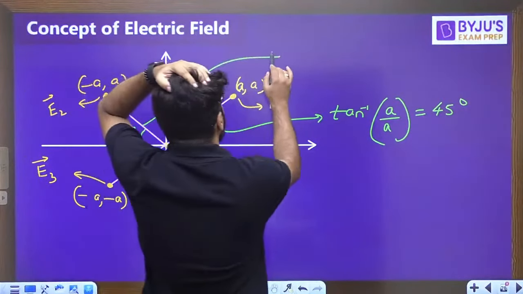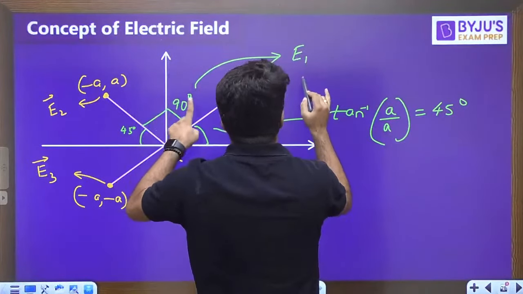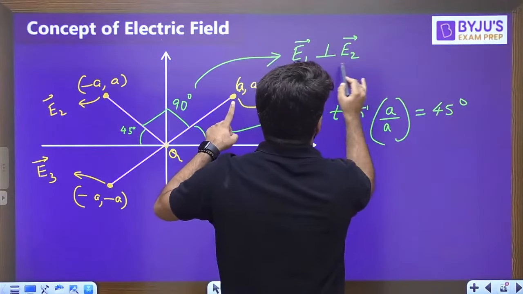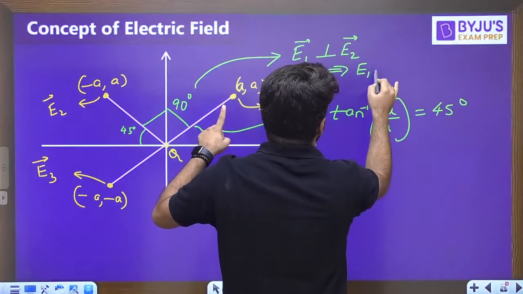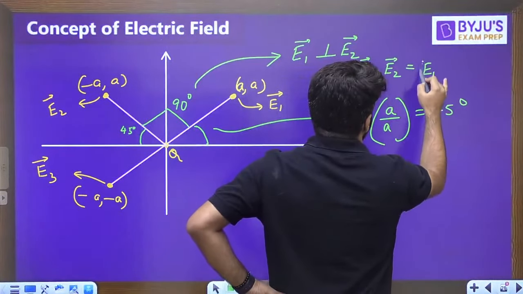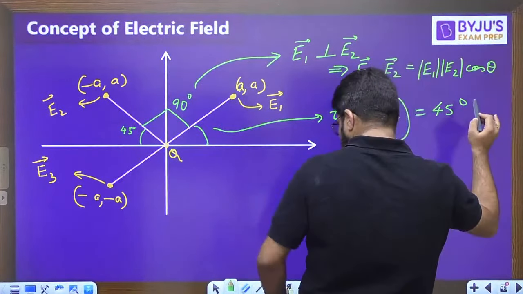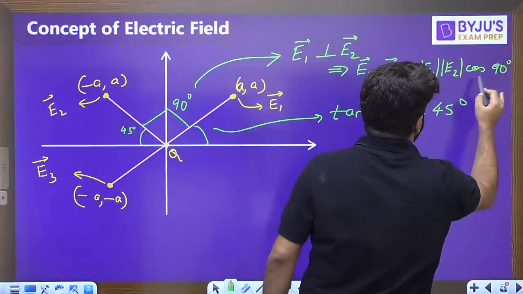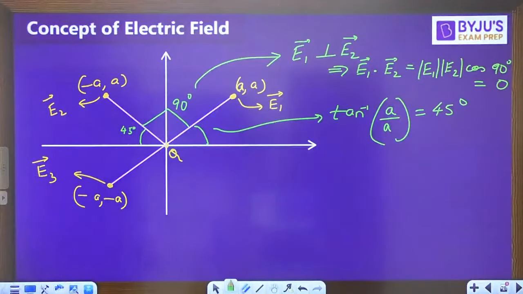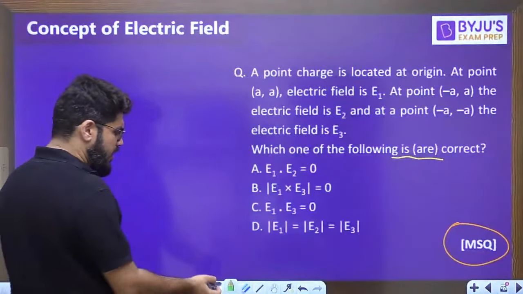So what does this show? That E1 and E2 are perpendicular to each other. 90 degree means the electric field E1 is perpendicular to E2, and what is the dot product of perpendicular vectors? E1 dot E2 is mod E1, mod E2 cos theta, that is mod A, mod B cos 90 degree, and hence eventually it will be 0. So E1 dot E2 is 0.